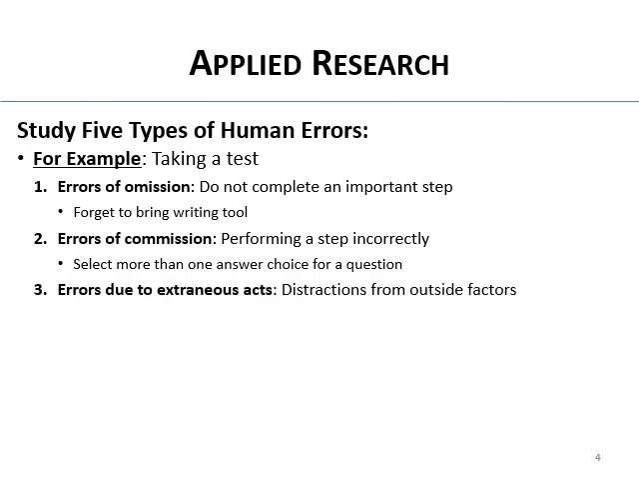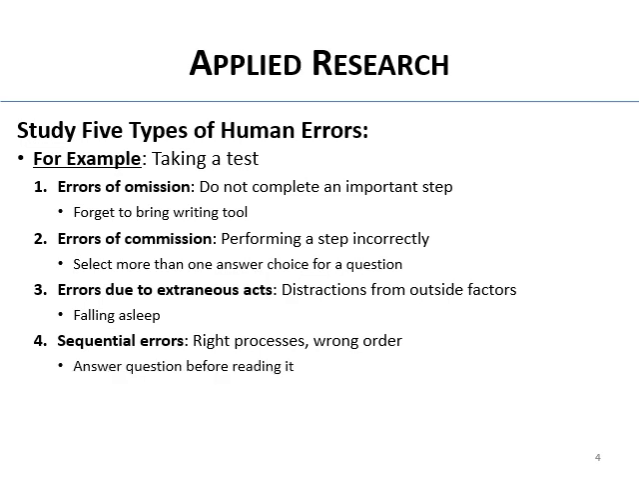You can also have errors due to extraneous acts, so distractions, for example, or being too tired. So if you stayed up too late studying, you've ended up falling asleep during the test, that would be an error due to extraneous acts. Then there's sequential errors where you do the right processes, but you do them in the wrong order. So that'd be like answering a question before you read it, then reading it, I guess. That would be the sequence is wrong.